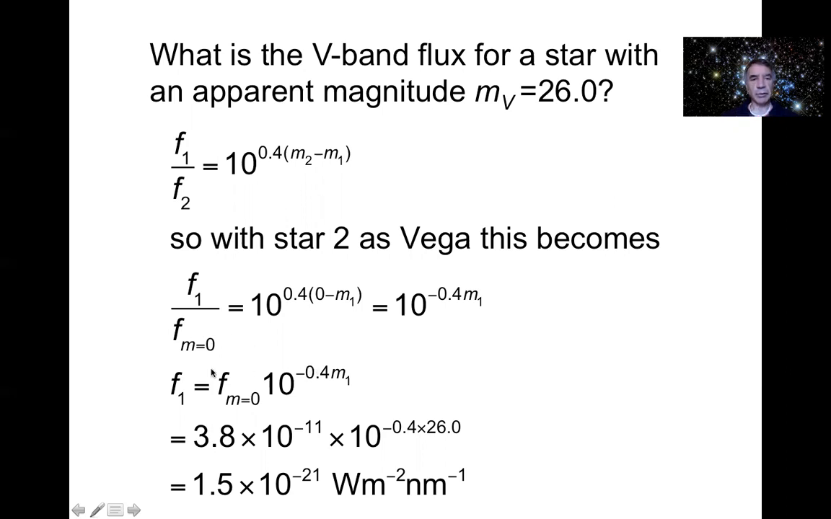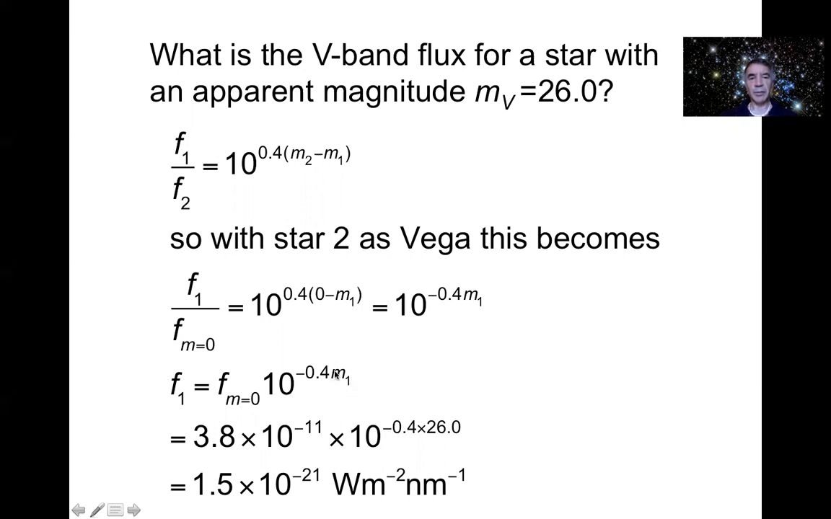And so if we just rearrange that formula, we get that the flux of the star we're interested in is the zero magnitude flux for Vega, just times this factor here, so 10 to the minus 0.4 times the magnitude of the star we're interested in. So this is quite a useful formula that astronomers would use a lot.